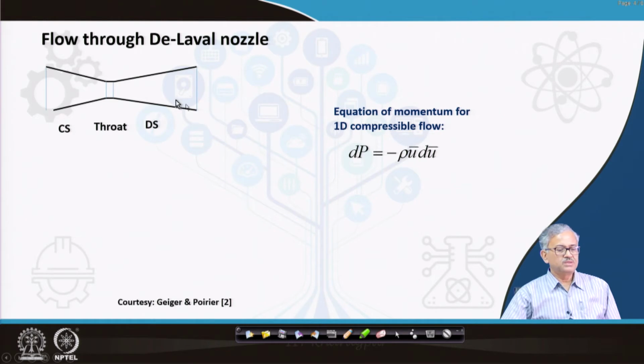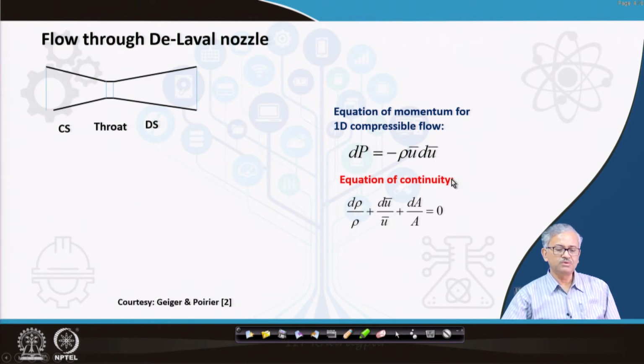So here basically the pressure drop across this nozzle, at any section, will be equal to the rate of change of momentum across these 2 points. If I consider this point to this point, the pressure drop is basically equal to the rate of momentum change. So this is simply for one dimensional compressible flow.